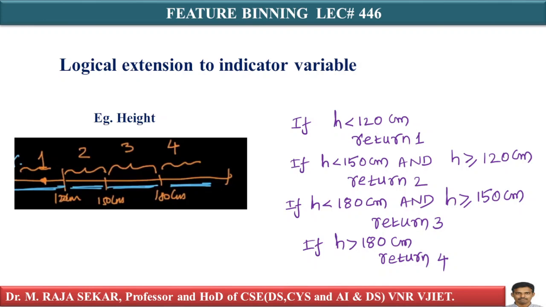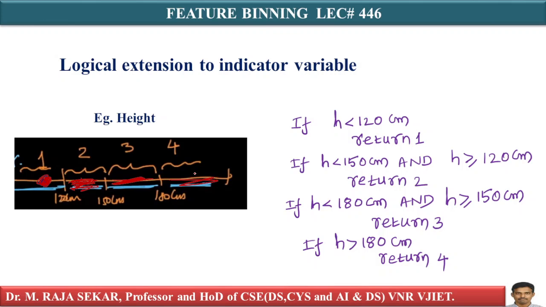Let me assume a person's height lies here, like this. Then that person belongs to class 1. If a person's height is in this region, then they belong to category 2. In a similar manner, if height lies here, category 3, if height lies here, category 4. Here, instead of a binary indicator variable, you have multiple values into which you are bucketing or binning. This whole region is broken into 4 bins.